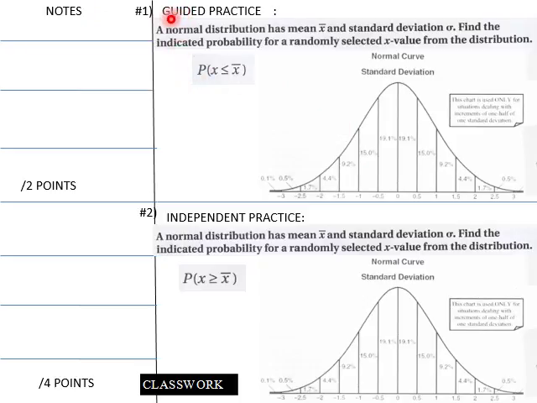Now, guided practice number 1. A normal distribution has a mean and standard deviation. Find the indicated probability for a randomly selected x value from the distribution. So the probability of x less than or equal to the mean. So it would be this area here. Students, yours will be the other direction this way, so pay attention.